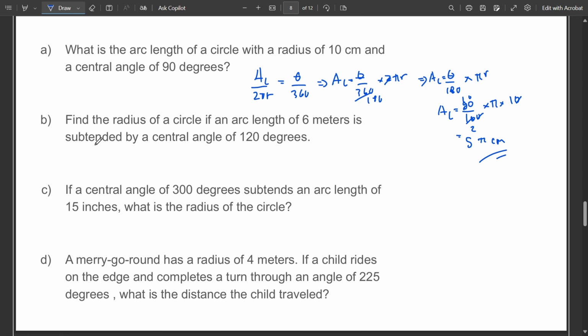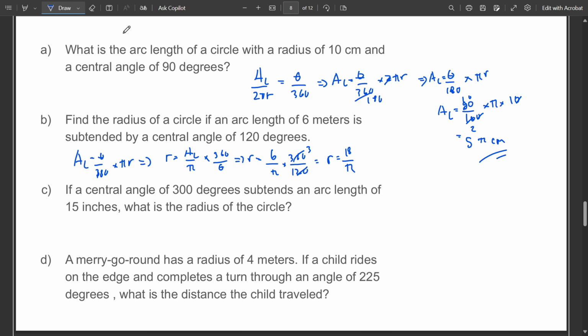So, find the radius of a circle if an arc length of 6 meters is subtended by a central angle of 120 degrees. So we have arc length equals theta over 180 times pi r, right? So that means our radius must be arc length over pi times 360 over our angle theta. So we have the radius equals arc length 6 over pi times 360 over the angle, which is 120. So this is just 3, and we have 3 times 6 meters, we would have 18, r equals 18 over pi.